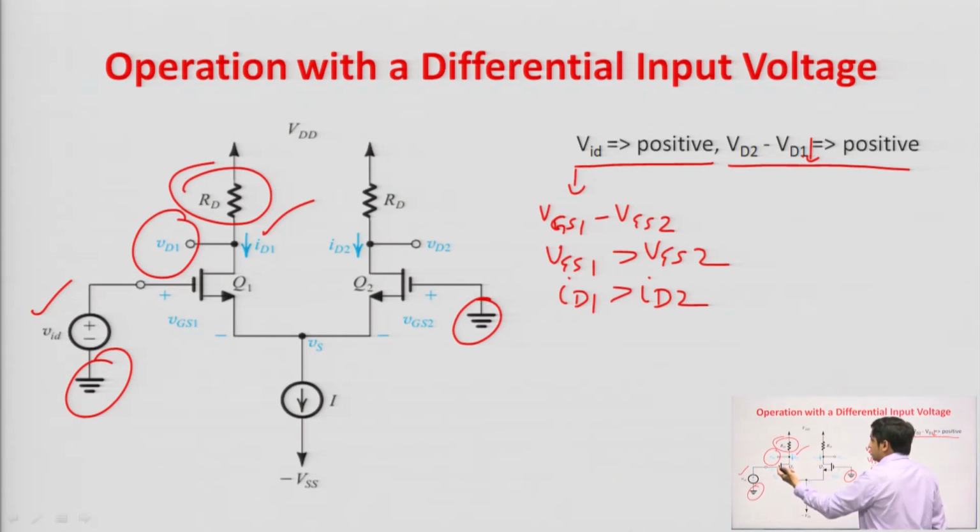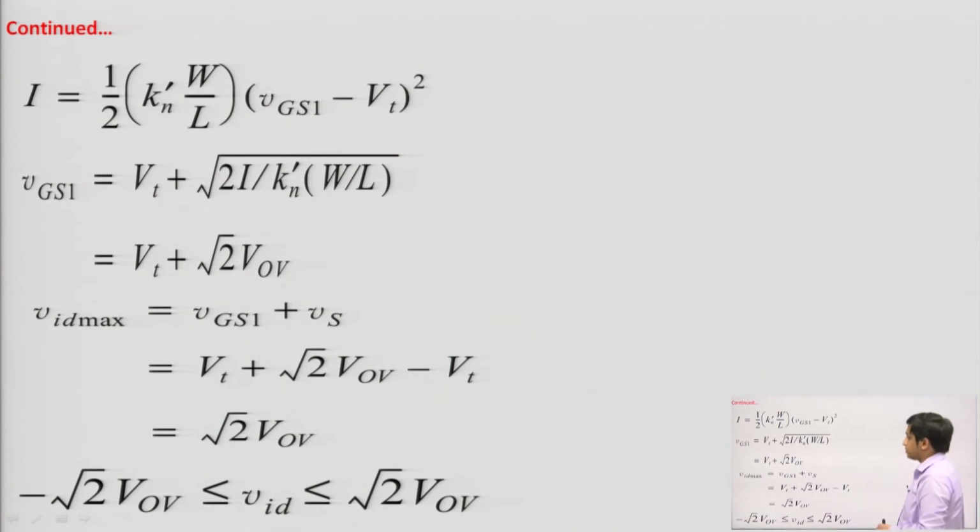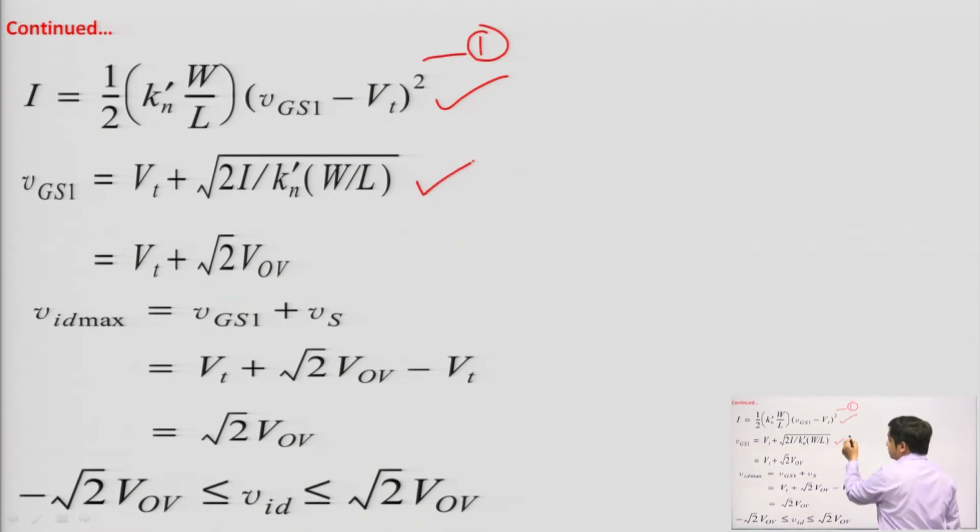So, just by whether VID is positive or negative, depending upon that, the difference between VD2 and VD1 is decided. If VID is positive, then VD2 minus VD1 is positive, right. So, this is the explanation of it. Now, see, we can derive the equation for it. Now, this is the drain current equation in saturation region. From here, let us say it is equation 1, from equation 1 we can calculate the value of VGS1, fine, and that is Vt plus under root 2 VOV. What is VOV?